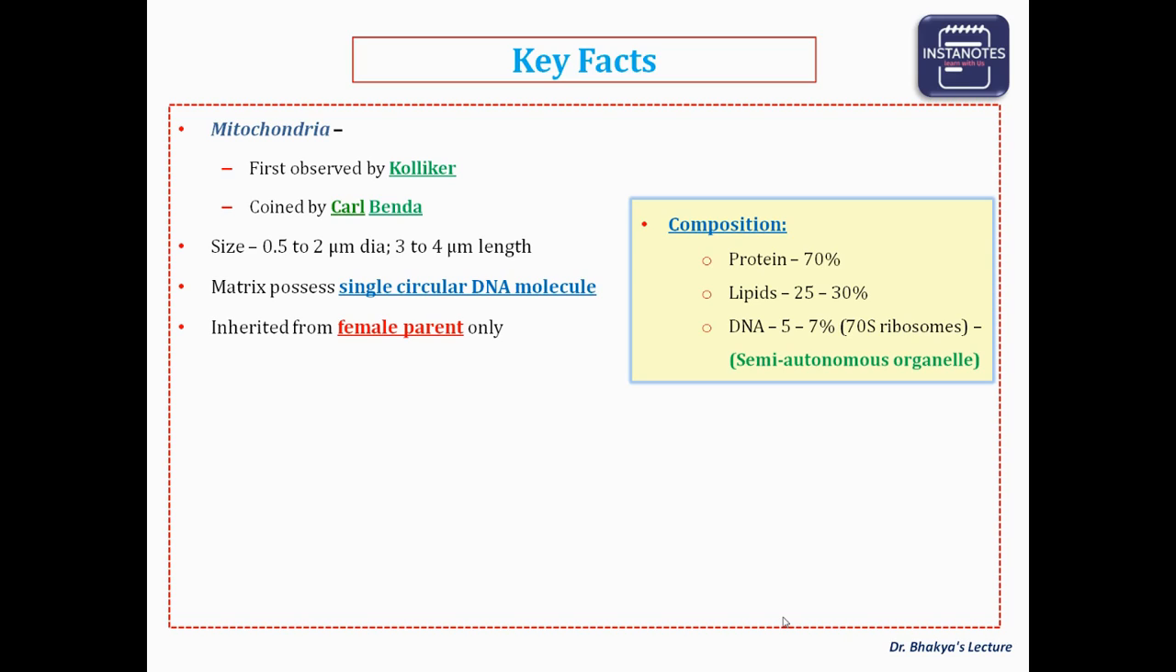This mitochondria is inherited only from the female parent. It multiplies by fission. As I said before, it is present in plant and animal cells, whereas mitochondria is absent in prokaryotes. There, the mesosome performs the function of mitochondria.